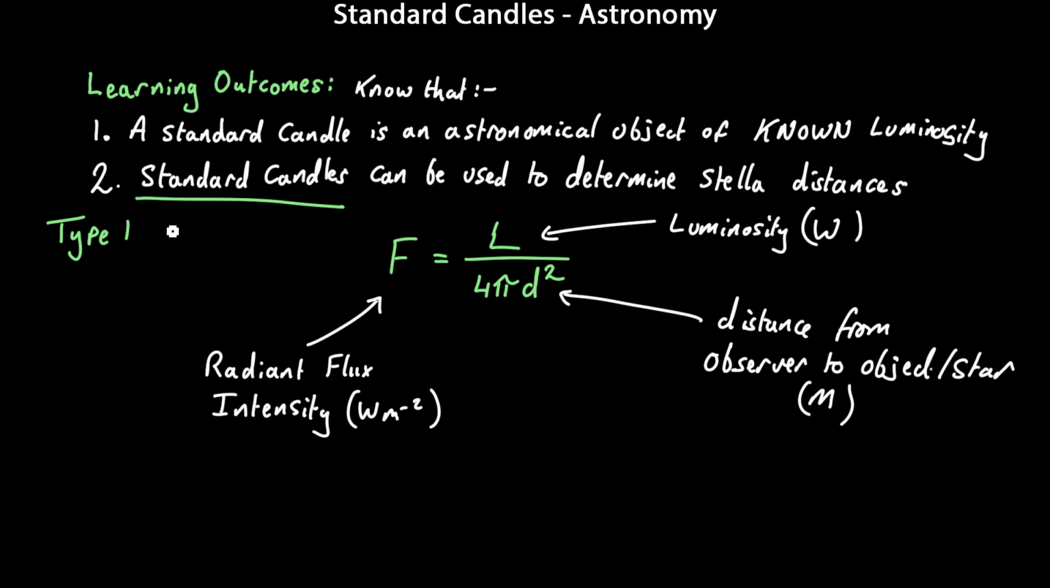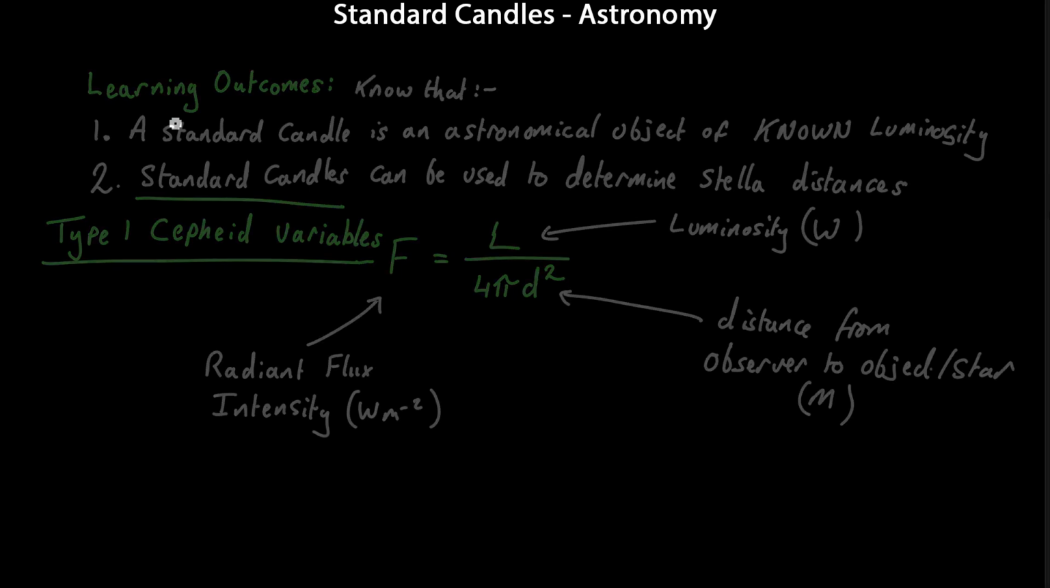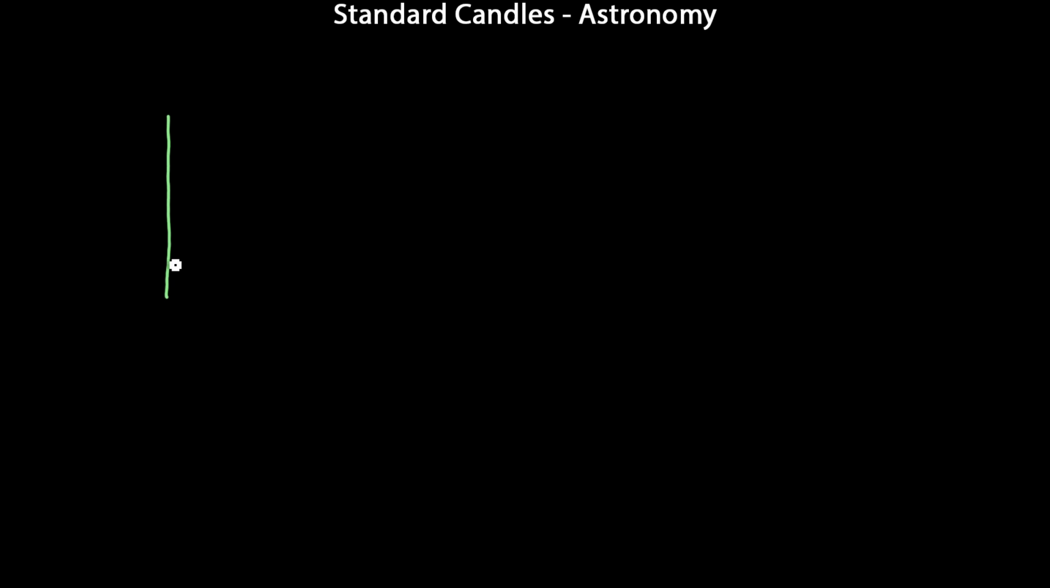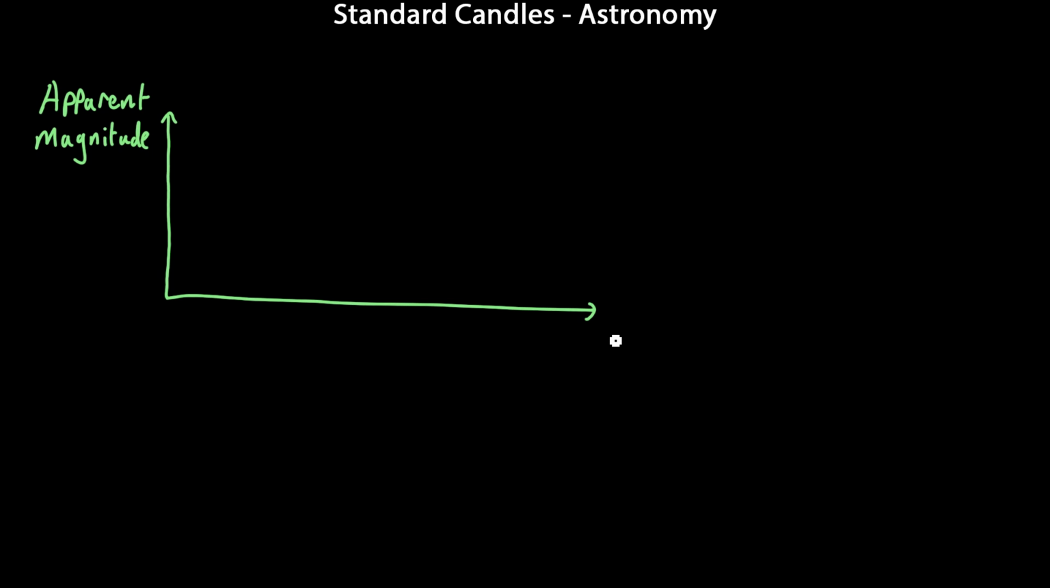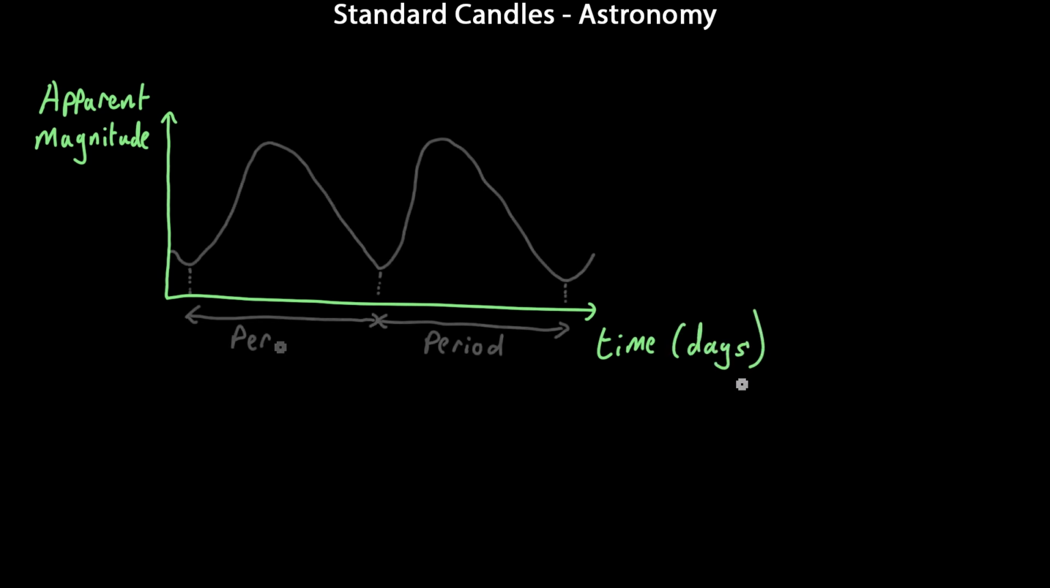One type of standard candle you'll hear about quite often are stars known as type 1 Cepheids or type 1 Cepheid variables. Now, a Cepheid variable is a special type of star whose radius varies periodically. And when the star grows and shrinks, its apparent or observed brightness also varies. So if we were to pick one of these stars and measure its apparent magnitude over many days, weeks, or months, we can plot a graph that looks a bit like this.